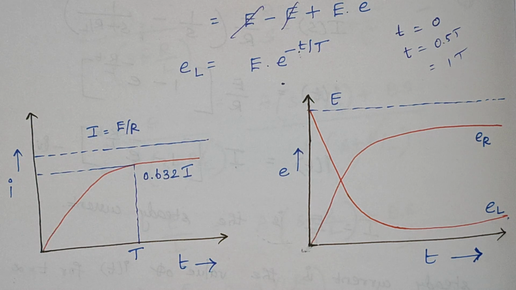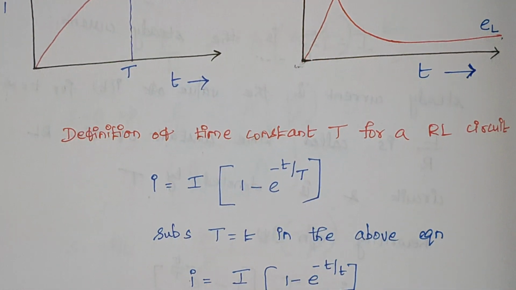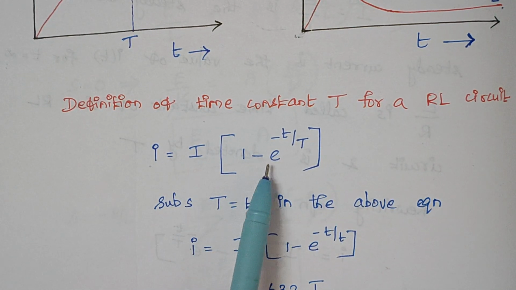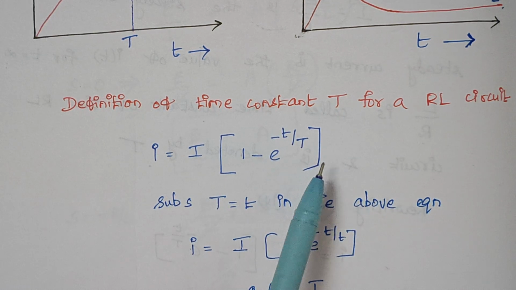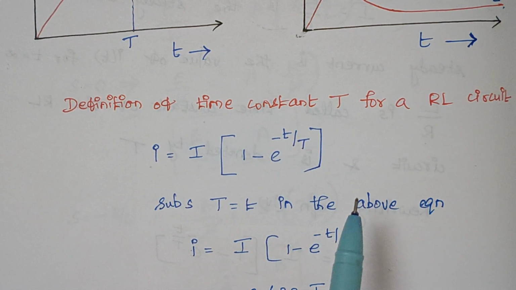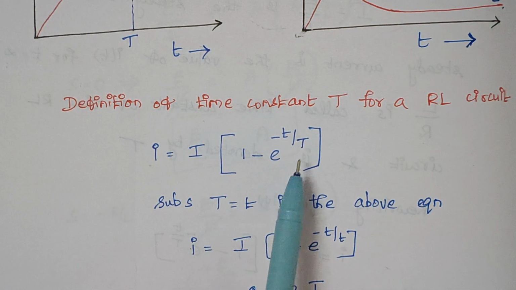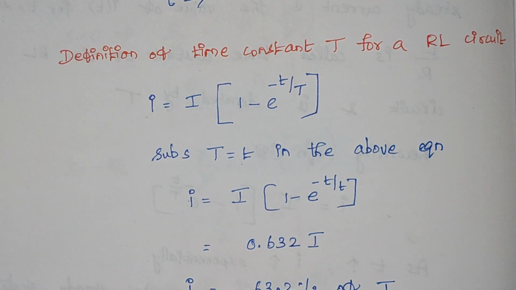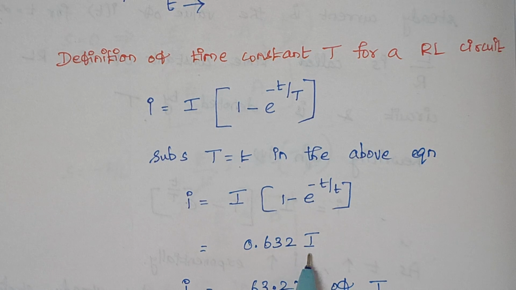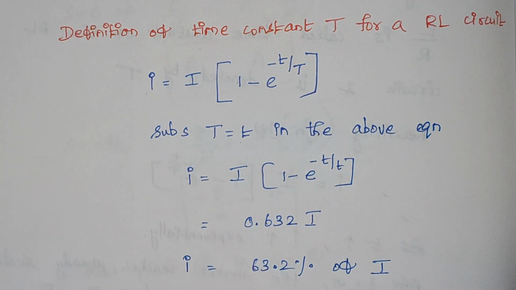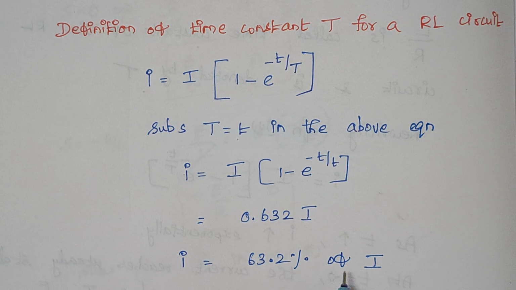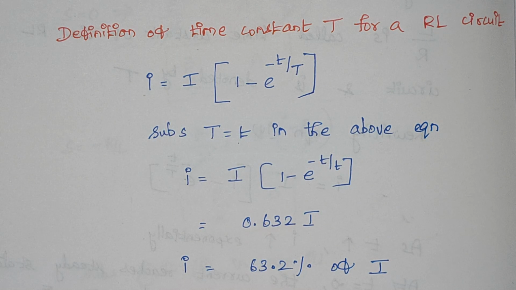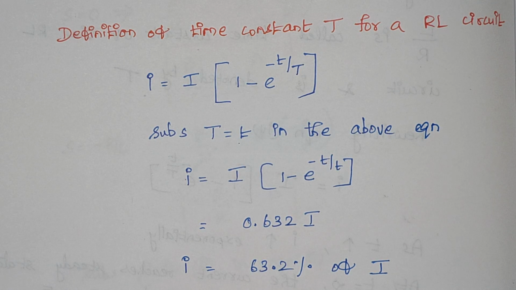The next thing is we are going to define the time constant. So the expression is i equal to I into 1 minus e power minus small t by capital T. Here in this case, substitute the value of capital T as small t. When both the values are equal, what about the value of i? It is 0.632 times capital I. That is, i is nothing but 63.2% of your steady state current. Right. So here comes the end of this derivation. If you have any doubt, let me know in the comment section. Thank you.